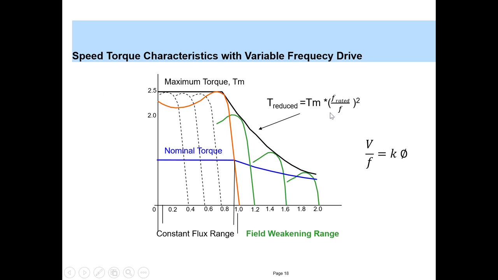So hope this is clear. So you can get the maximum torque up to the base frequency, and then beyond that if you increase the speed, the torque gradually reduces. So this is the speed torque characteristic with a drive.